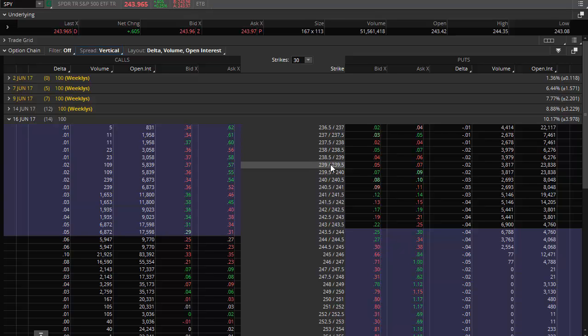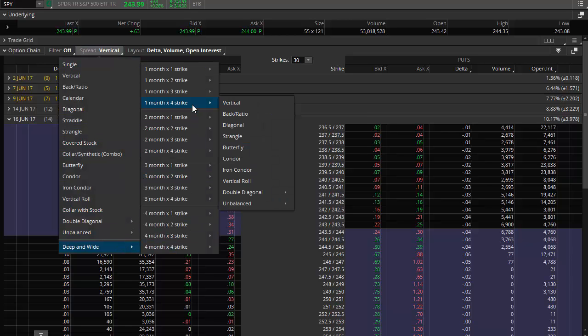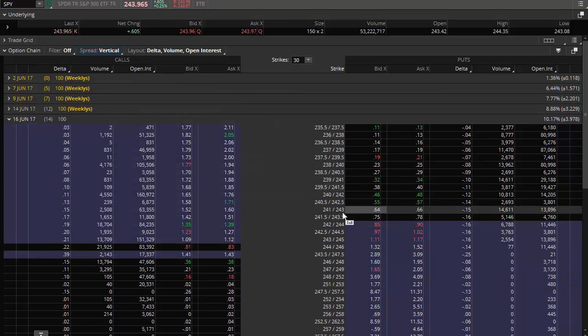And that is basically what a vertical spread is. Remember, on the call option side, you'd be buying a call option and selling a call option, and with a put, you'd be buying a put and selling a put. Now, to make this a little easier, I'm going to drop this down and do a deep and wide 1 month 4 strike vertical, just to spread it out a little bit, so that the strikes are a little bit farther apart.